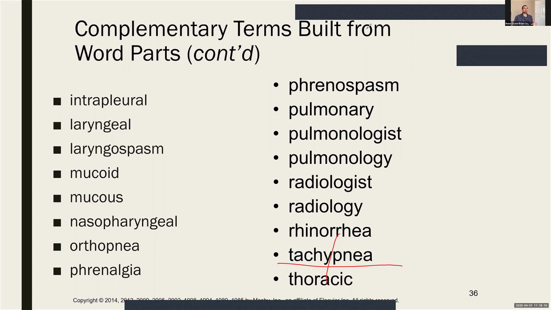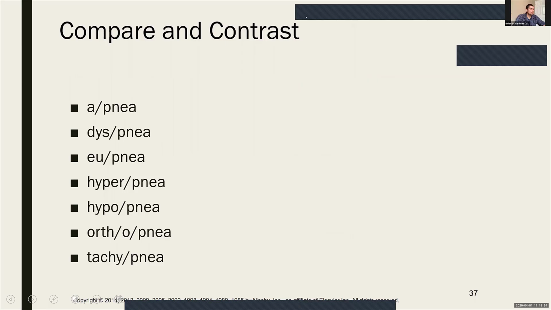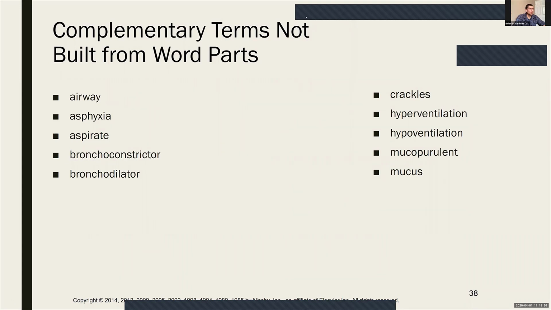hypopnea is a decreased depth of breathing, whereas a decreased rate of breathing we would call a bradypnea, and then if it's the heart rate, bradycardia. So the difference there between tachy and brady, hyper and hypo. Pretty much already talked about some of those and actually broken some up.